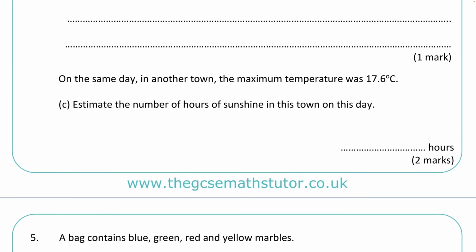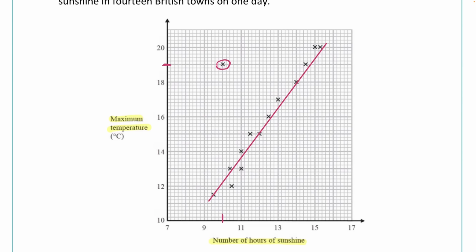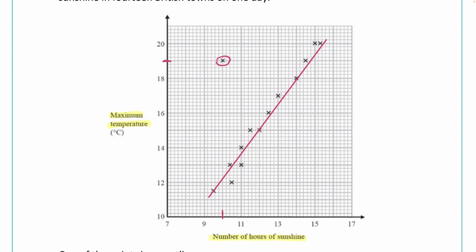It says on the same day in another town, the maximum temperature was 17.6. Estimate the number of hours of sunshine. Again, we're only estimating it because we are using a line of best fit. So let's go to our graph. Let's find where 17.6 is. That's where 17 is, just in the middle there. So if this is 17, 17.2, 17.4, 17.6, we can go across to our line of best fit. We can go down then, following that very, very carefully, of course, using a ruler.